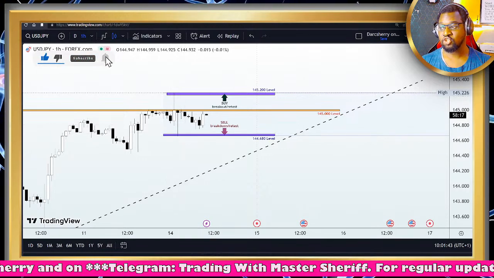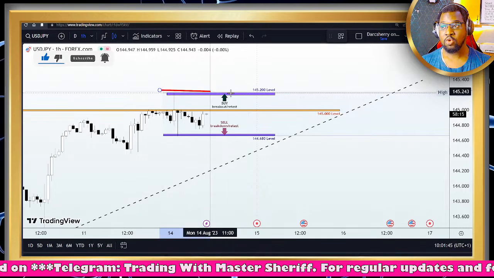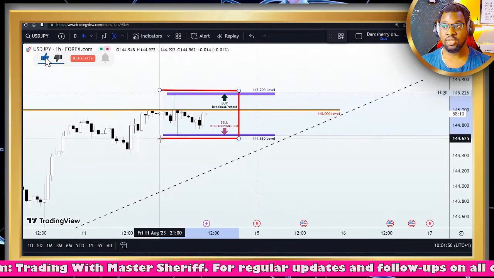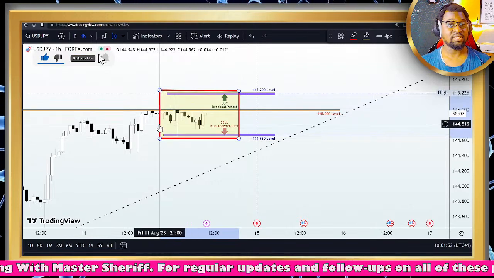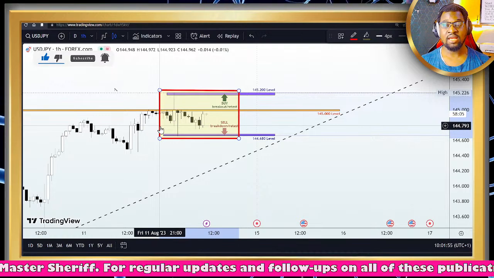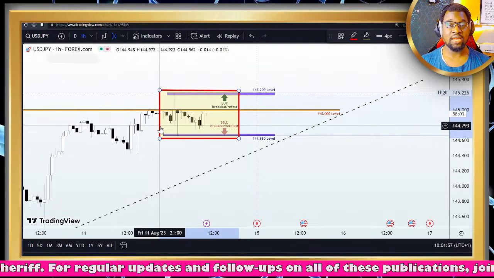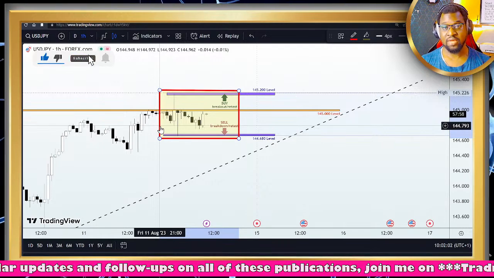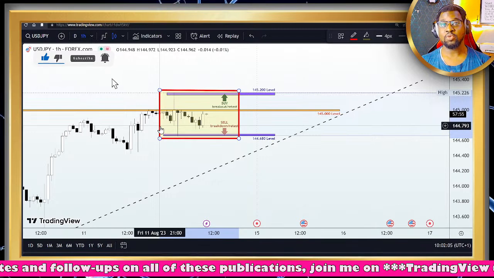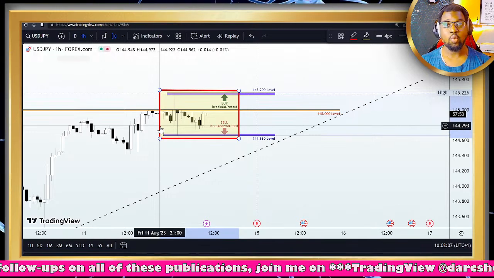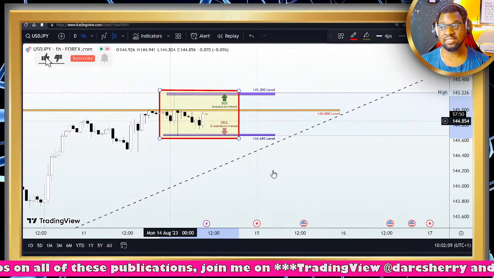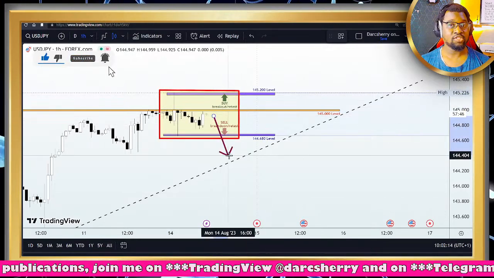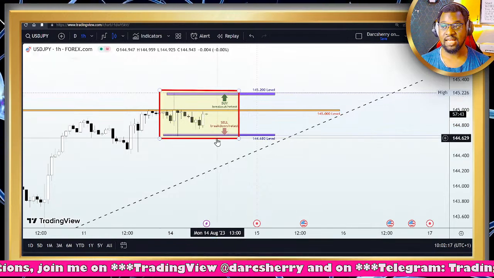And now looking at the structure, we already have a flat channel where price action has been confined within the 145.200 level and the 144.680 area, to give us a clue and insight into the level of indecision at this point in time. And as usual, whenever we have this kind of flat channel, you know how we do it. We want to remain patient, waiting for either a breakout of the resistance line to give us an opportunity to buy, or a breakdown of the support line to give us an opportunity to sell.